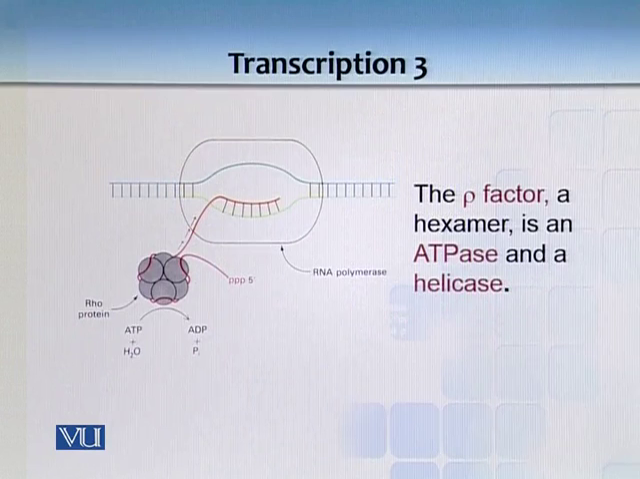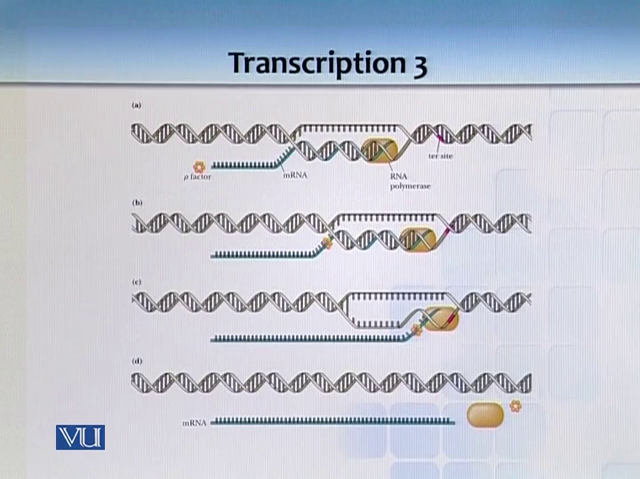It's a protein which is a hexamer. It has 6 subunits, and it acts as an ATPase as well as a helicase. So you can see in this particular diagram how it binds to an RNA, the mRNA that is being produced. In this particular diagram, what you are watching is Rho-dependent termination.